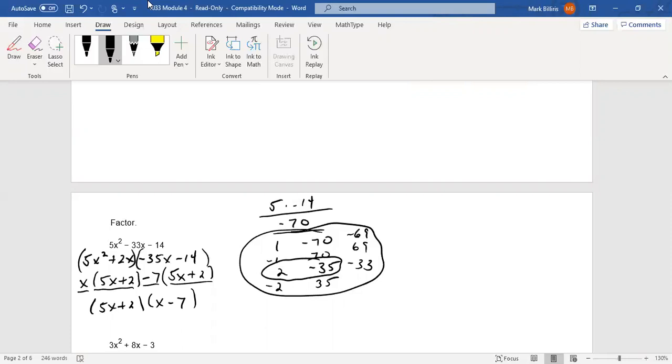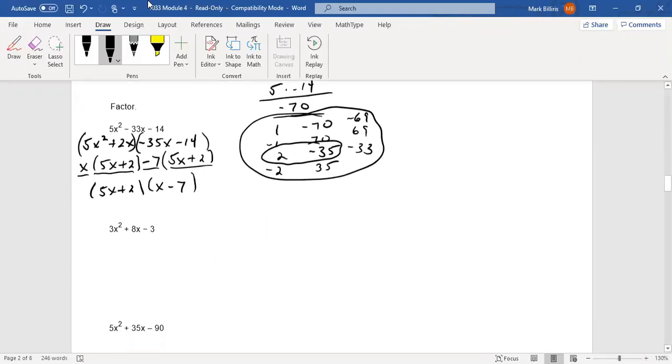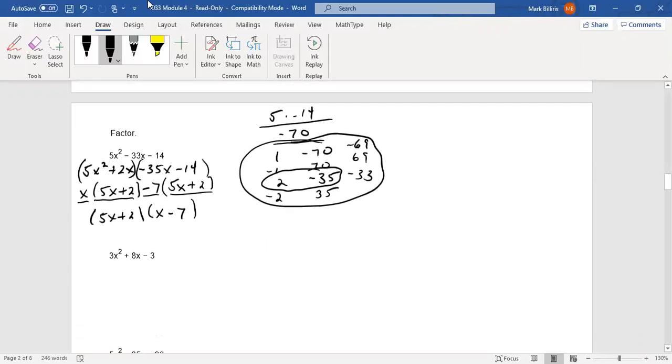This may look easy or it may look difficult for some. In either case, practice will make it perfect, and you'll need this for the next module. So make sure you spend ample time practicing. So let's look at the next example.